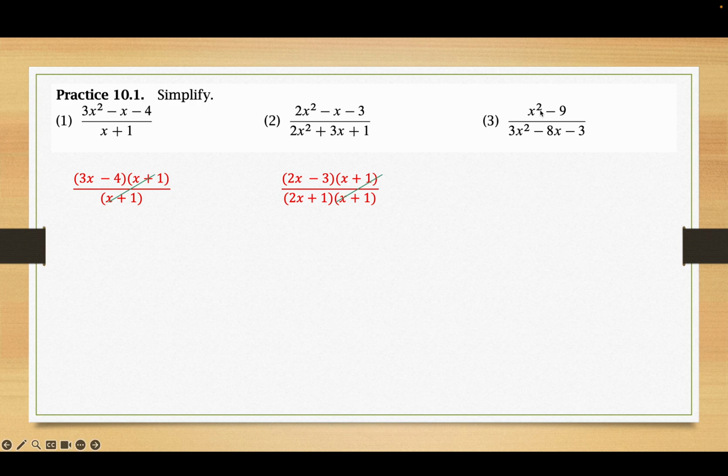Okay, so you factor the numerator. That's the difference of two perfect squares: x minus 3 times x plus 3. And then 3x squared minus 8x minus 3 factors into 3x plus 1 times x minus 3.